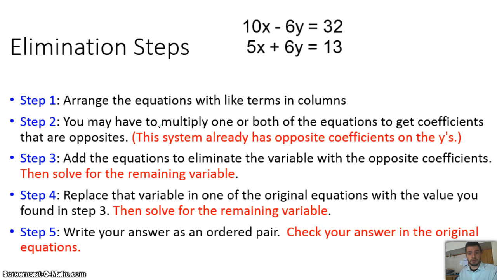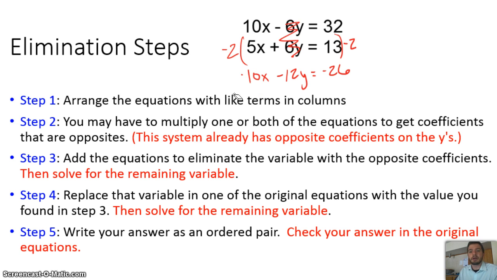And then step 2, we might have to multiply one or both of the equations to get the coefficients that are going to be opposite. For example, let's imagine that these 6's weren't the same already. If I had 10x and 5x, you're trying to get those to add up to 0. So you would multiply this equation by -2 on both sides. You would get negative 10x and then negative 26 over here, and again, assuming that this was still 6y, you would get negative 12y in here. Now you see that they're opposites, so you can eliminate.